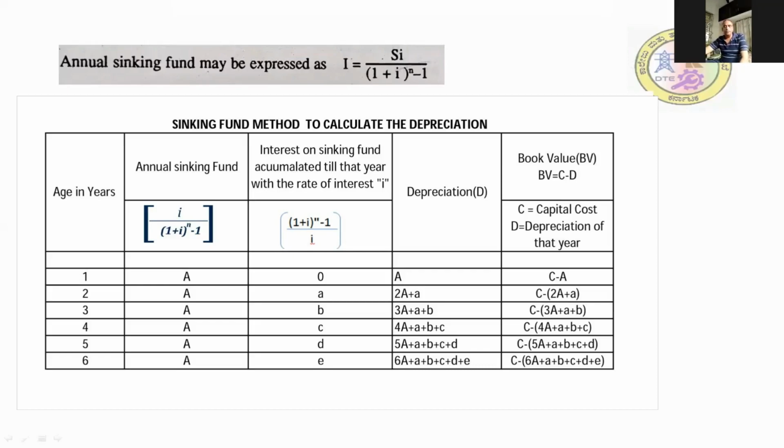The annual sinking fund is calculated as S into i divided by (1 plus i) to the power of n minus 1, this formula. This gives how much must be paid every year. It is constant and does not change every year, because n is the full useful life, that is n is 6. Therefore the annual sinking fund may be accumulated or deposited at the end of each year, and that value is a constant.